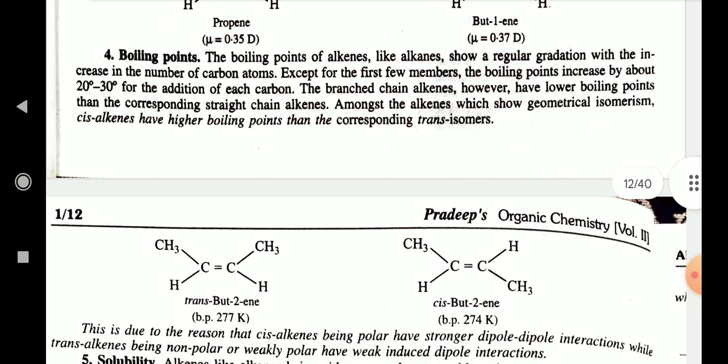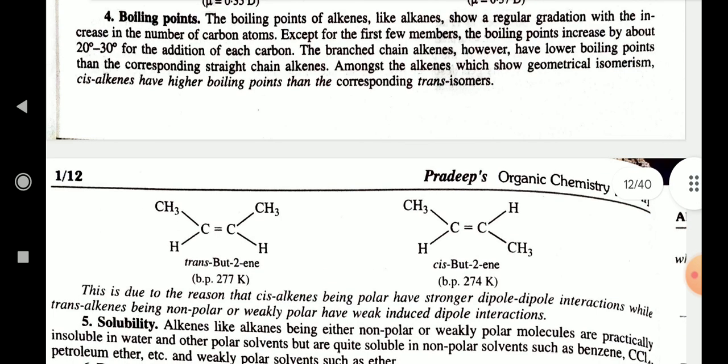Boiling point is next. The boiling point of alkenes, like alkanes, shows a regular gradation with the increase in number of carbon atoms. Except for the first few members, the boiling point increases by about 20 to 30 degrees for the addition of each carbon. The branched chain alkenes, however, have lower boiling points than the corresponding straight chain alkenes.